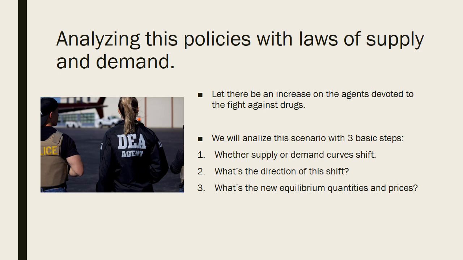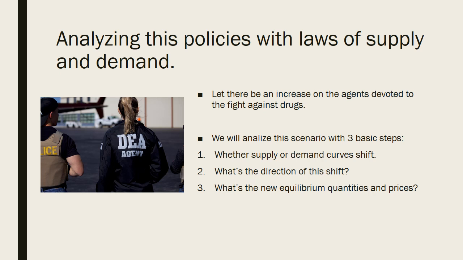So, how can we analyze this? We can take three steps. First of all, we need to check if the supply or the demand curves shift. Which one of them? Maybe both of them, maybe just one. We will see. And next, what's the direction of this shift? How does this shift affect the prices and quantities of equilibrium?